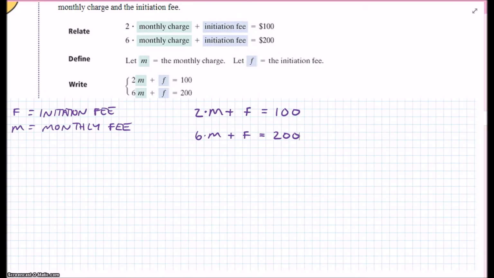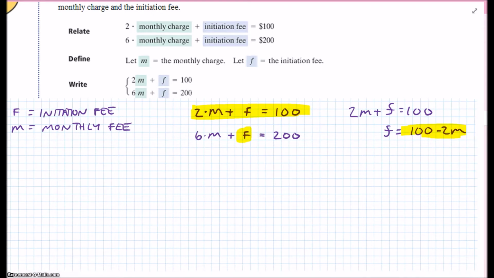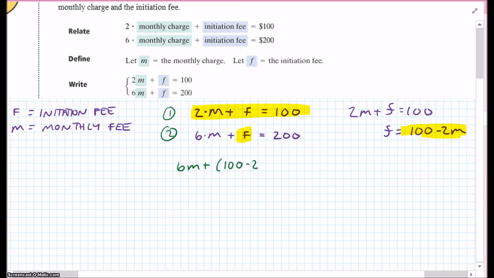So let's take the first equation and let's solve it in terms of F, okay? So I have 2m plus f equals 100. So f really equals 100 minus 2m. So there's my f value, 100 minus 2m. I can just replace it there. So let's take the second equation. Rewrite it: 6m plus, instead of f, we're going to insert 100 minus 2m, equals 200. Okay, that's our f value right there.